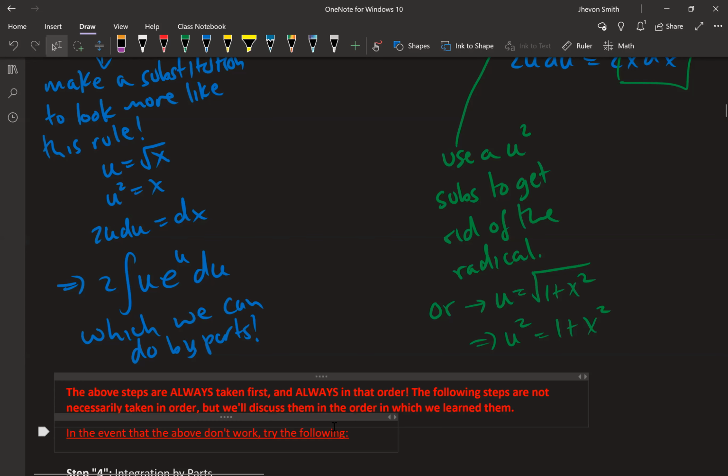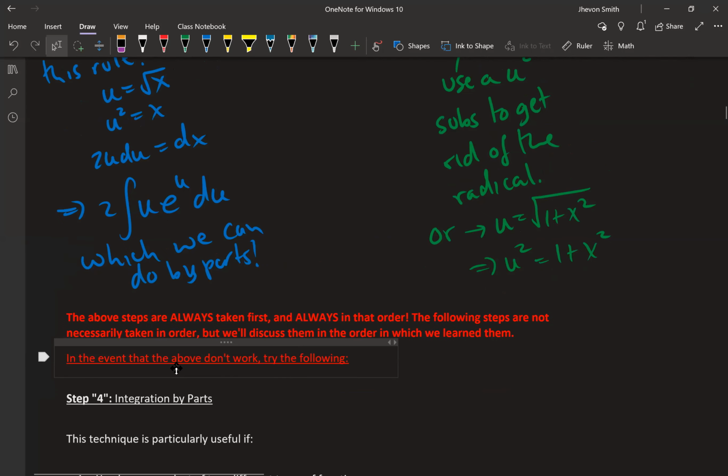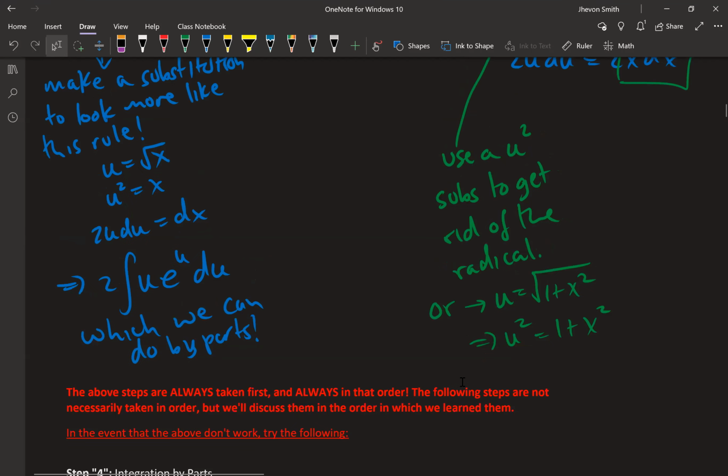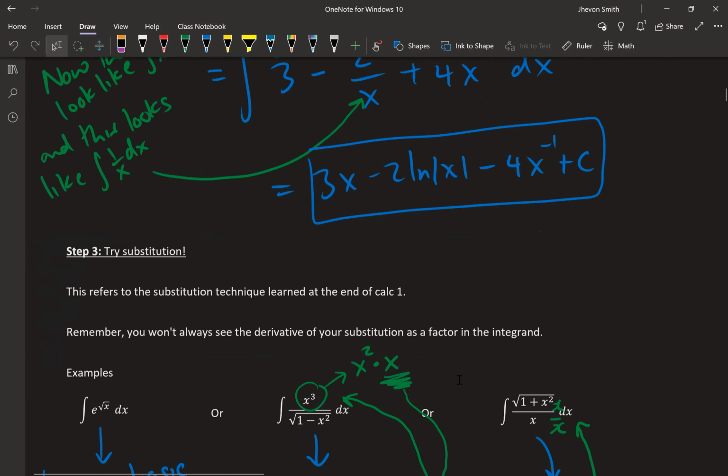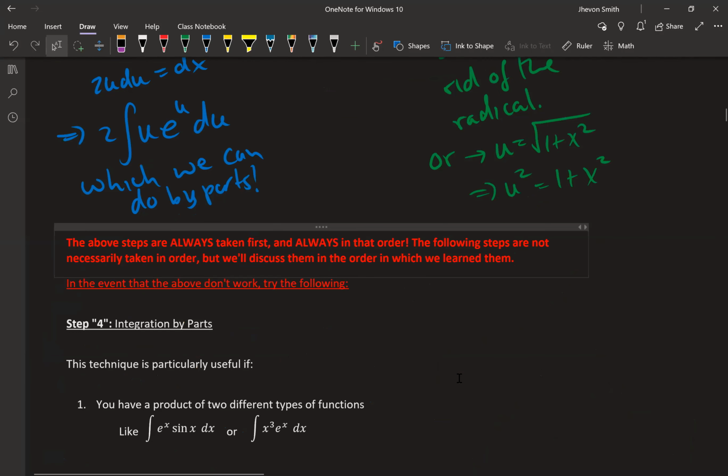So the following ones are not necessarily in order of how you would think about them. They're in order of how I taught the class, which techniques I taught. So here I'm putting in quotation step 4. It doesn't literally mean it's the 4th thing you think about. The first 3 steps, you always think about them in this order, but after this, the order doesn't matter.